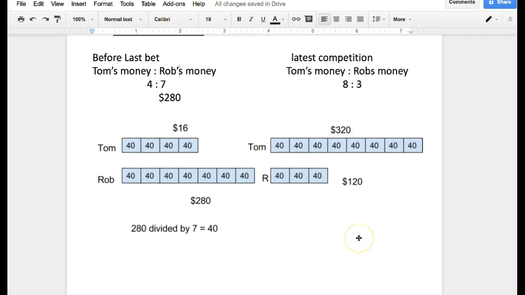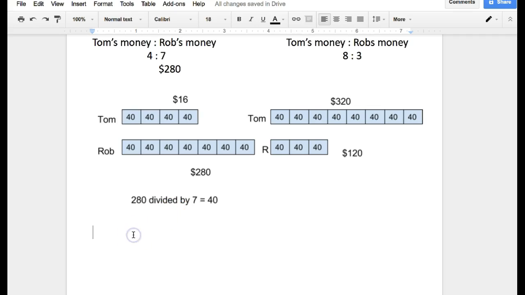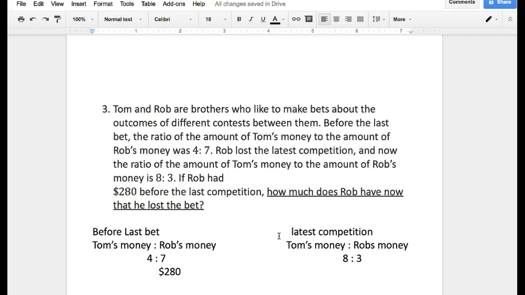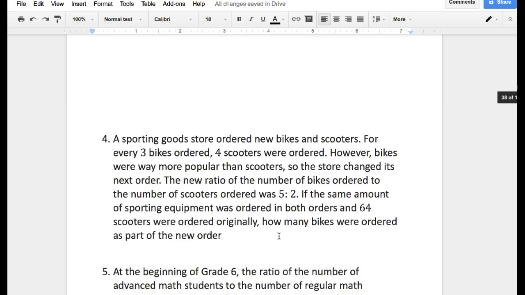And so our sentence should be, Rob now has $120 after losing the bet. Or you can just say Rob now has $120. That works too. Okay, so that was number 3. Let's keep moving on. Number 4.